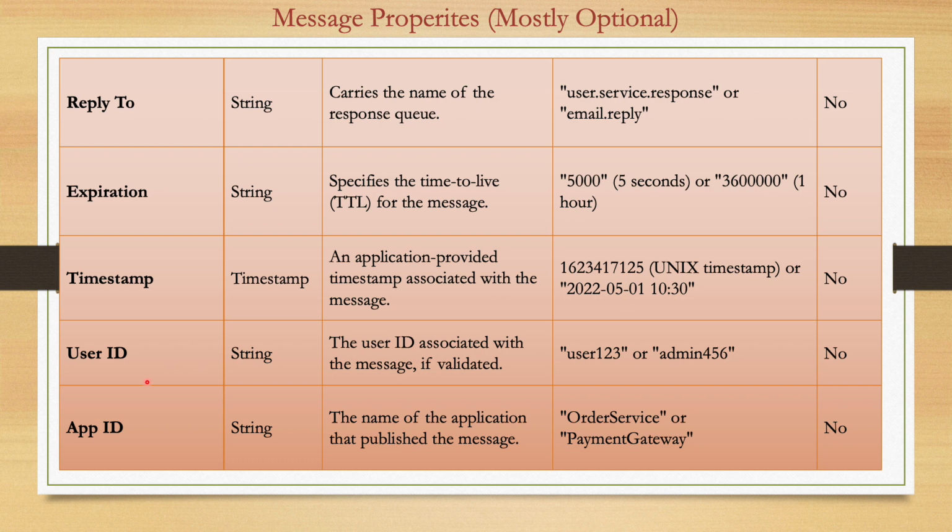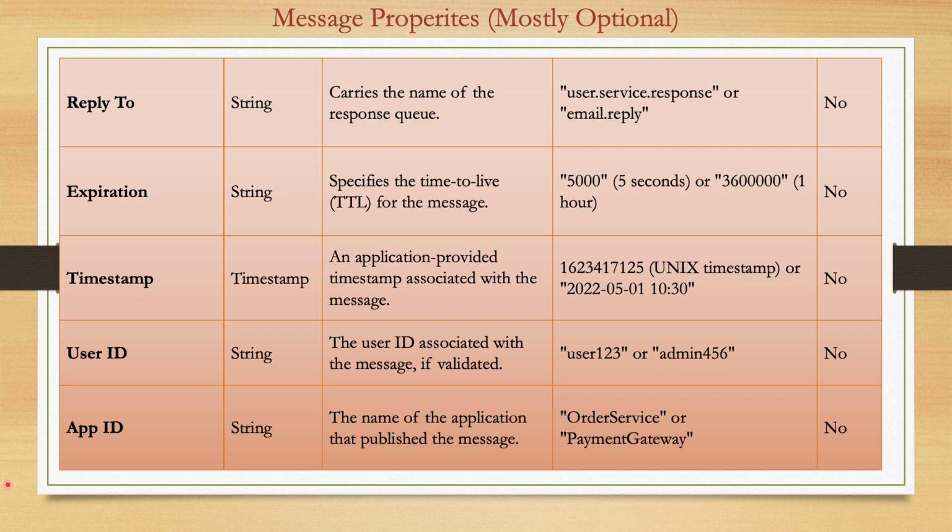User ID. The user ID property represents the user ID associated with the message. It is typically used in systems that require message authentication or authorization. The user ID can be validated to ensure that the sender of the message is a trusted entity. For example, user123 or admin456 can be used as user IDs associated with specific messages.